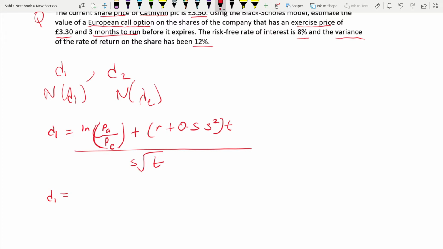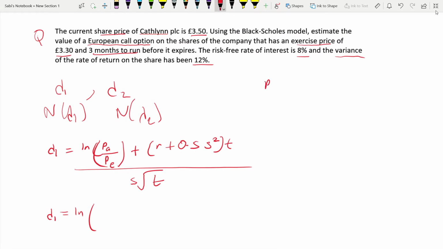Okay, logarithm, it is PA. What is your PA? Make sure that you first write all your variables here: PA, PE, your R, your S, your D. So your PA is the share price, which is 3.5. Your PE is the exercise price, which is 3.3. R is the interest rate, which is 8%. So it will be 0.08.